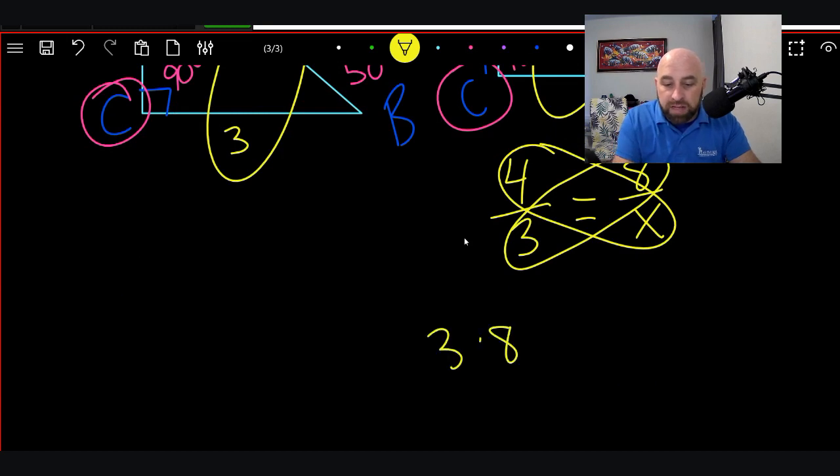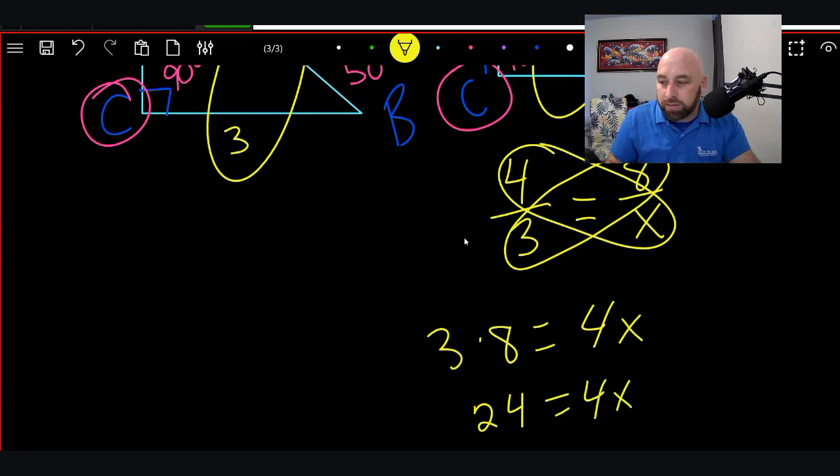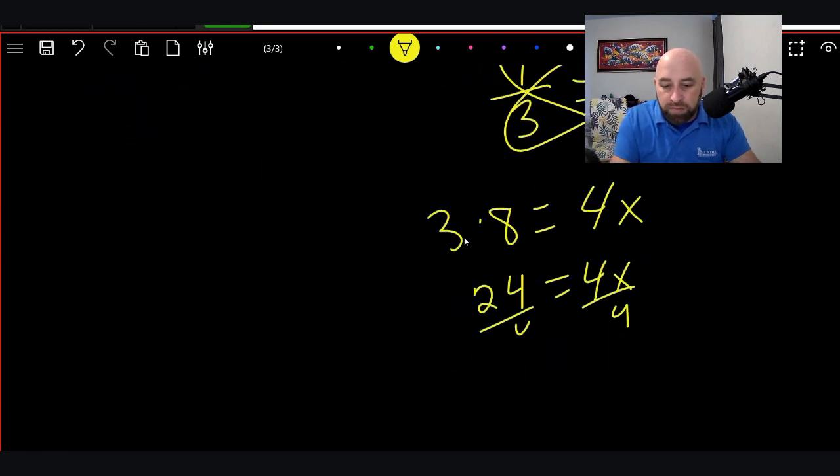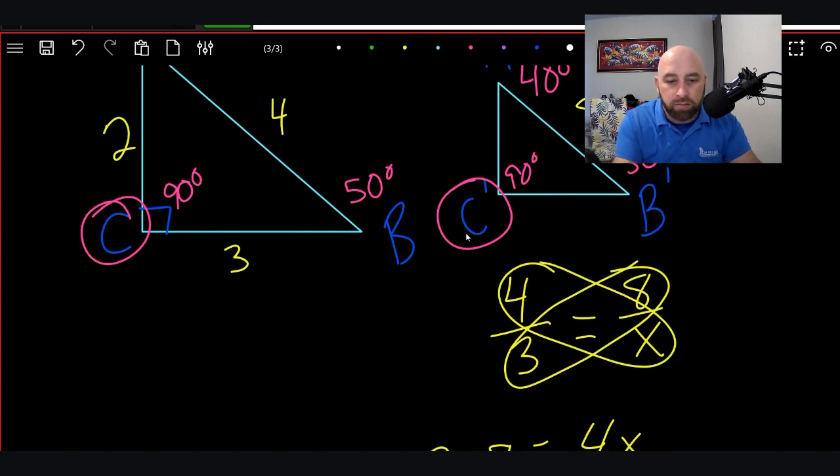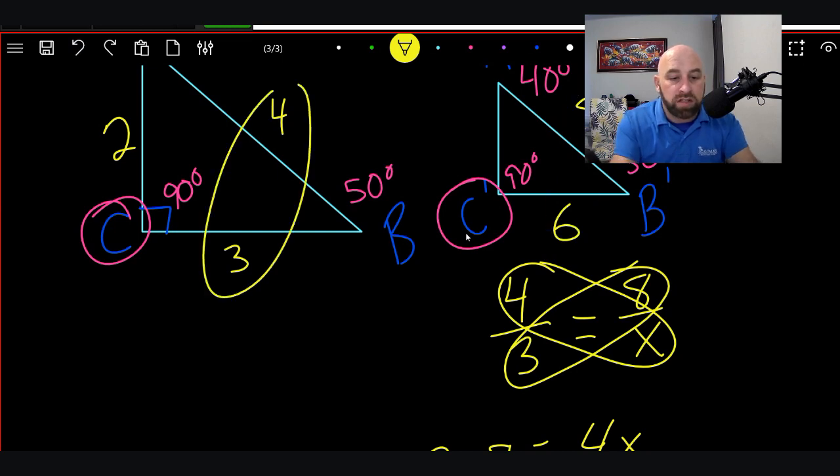3 times 8 equals 4x. 24 equals 4x. Divide both sides by 4, and that would be equal to 6. And so this missing side that we had right down here would be 6. Why would it be 6? Because it's corresponding and it's proportional to these ones.